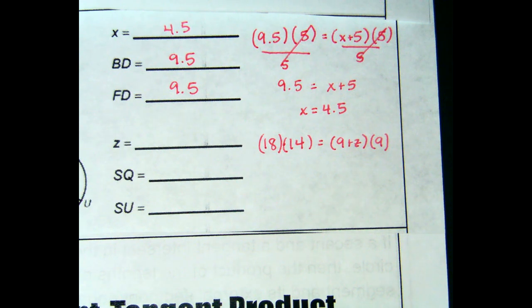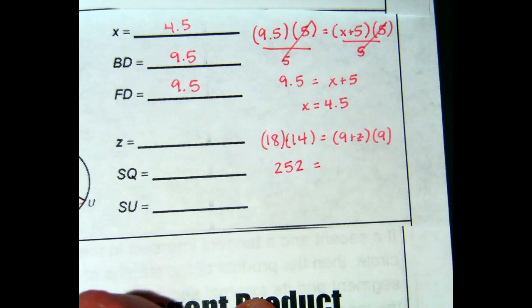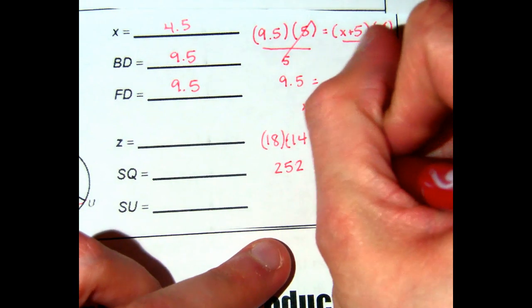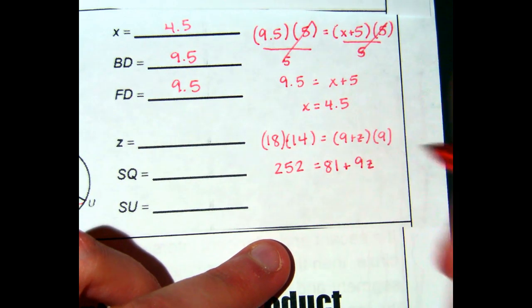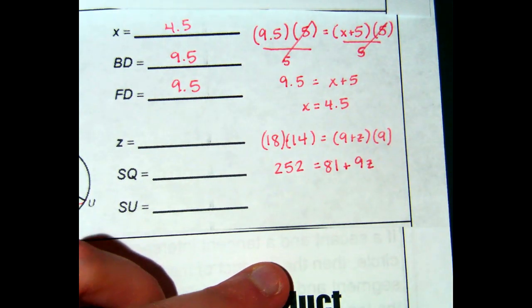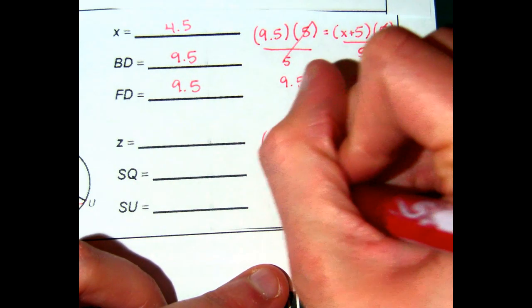Let's multiply. What's 18 times 14? 252 equals, what's 9 times 9? 81 plus what's 9 times Z? Okay, then what'd you do? Subtracted 81. What is 252 minus 81?